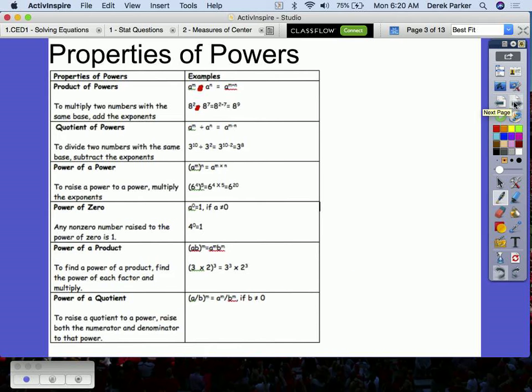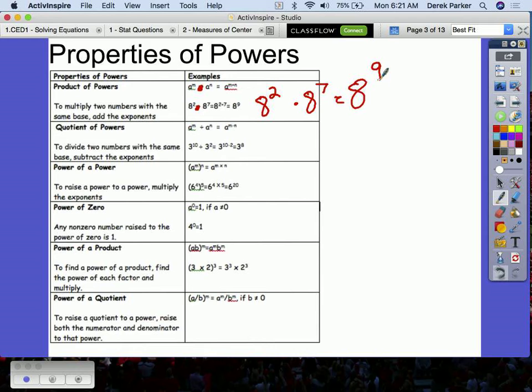Properties of powers. The first one is product of powers. When you multiply two numbers with the same base, add the exponents. For example, 8 to the 2nd power times 8 to the 7th power. What you're really doing is keeping the base and adding the exponents. So really that is 8 to the 9th power.